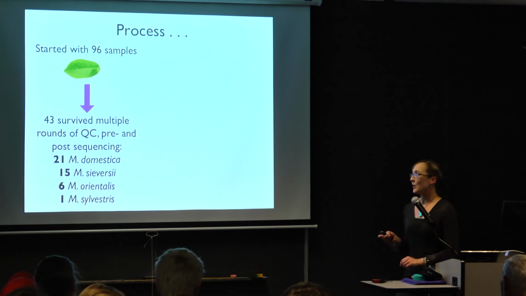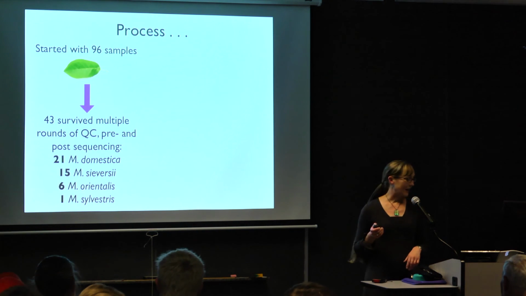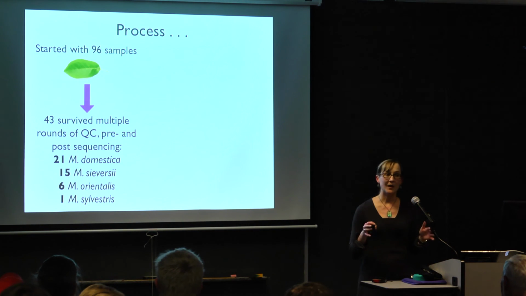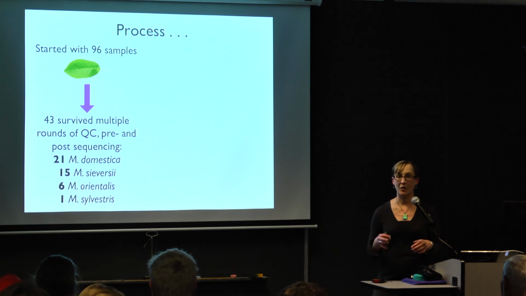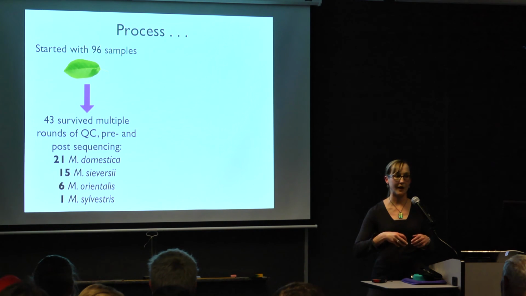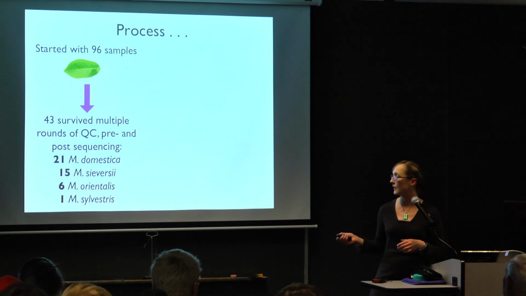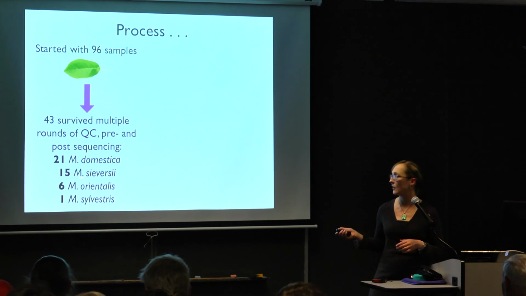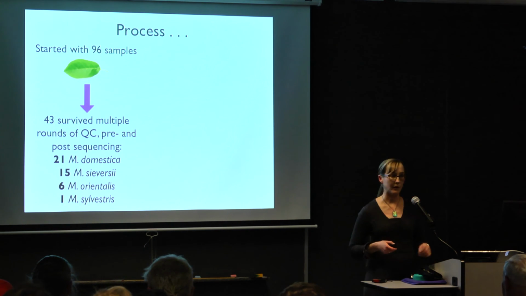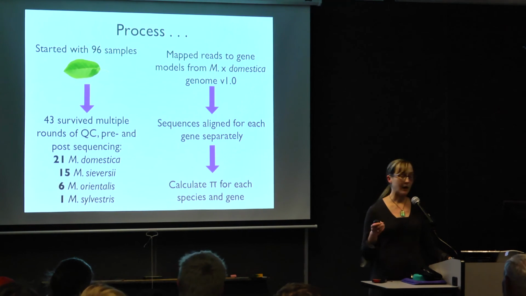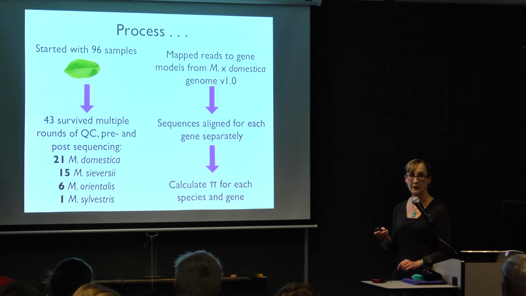All right, so in this project, I started with 96 samples, and only 43 of those survived all the rounds of QC for this project. So library QC, post-hybridization QC, and then QC for just quality of reads and things like that. But I still had a good distribution of samples, 21 Domestica, 15 Seversiae, and then some samples of Orientalis and Sylvestris. All of these gene models were based on the version 1 of the Malus domestica genome.